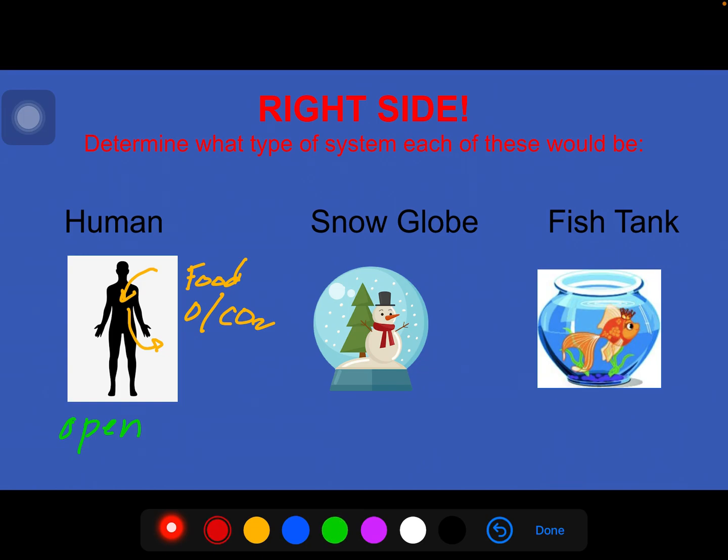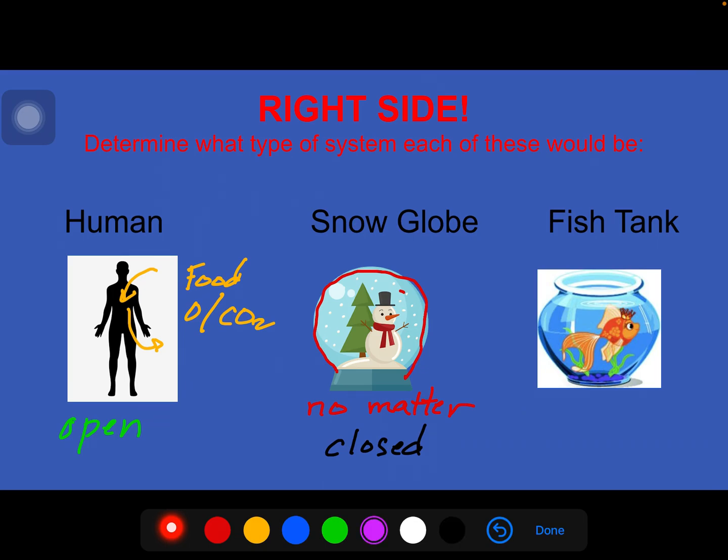Snow globe here. We've got our glass jar with our particles inside, the snow, the snowman, all the things. I can shake it all I want, but no matter is entering or leaving. And because of that, I think about the snow globe as a closed system.